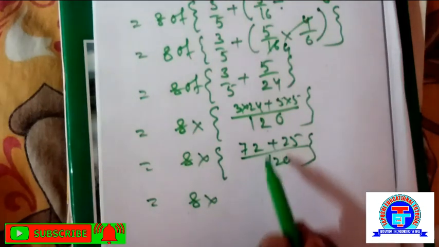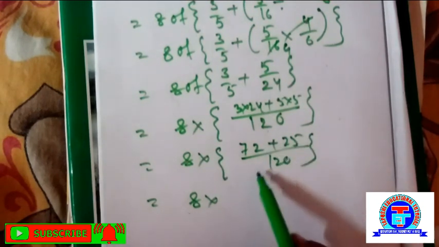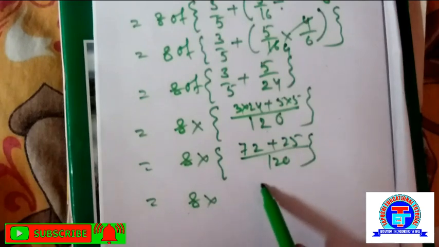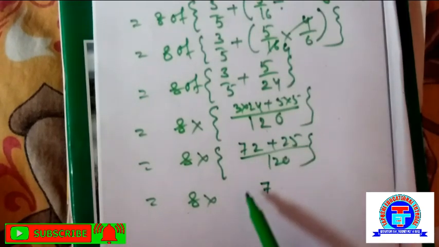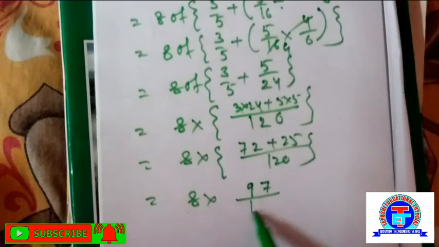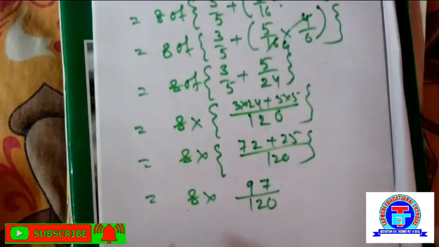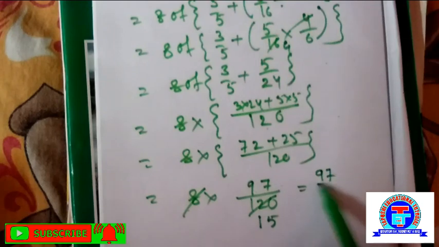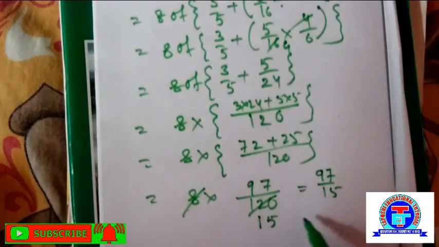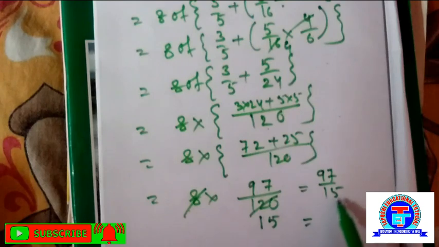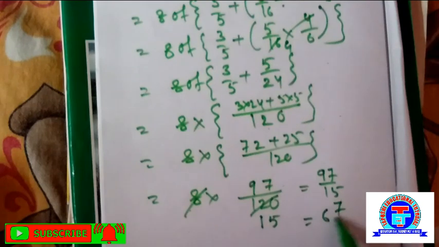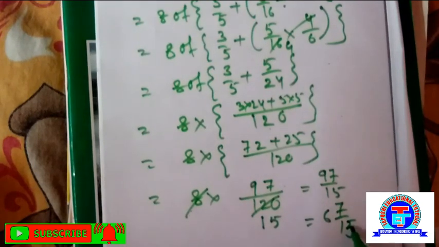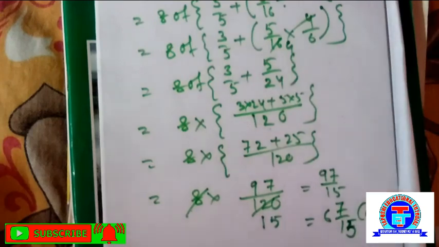So 8 into, now add this one will become 97 by 120. Okay, so it will become 8 1 ja 8 5 ja, so 97 by 15. Okay, that means it will become 15 4 5 ja 70, 6 ja 90, so 6 7 by 15. This is the answer of the given problem.